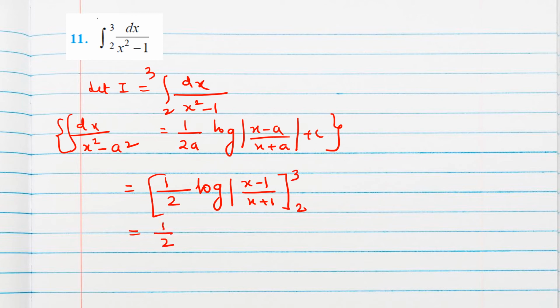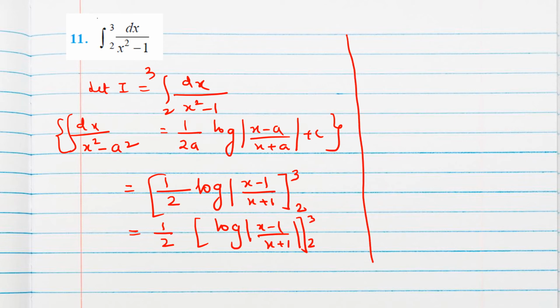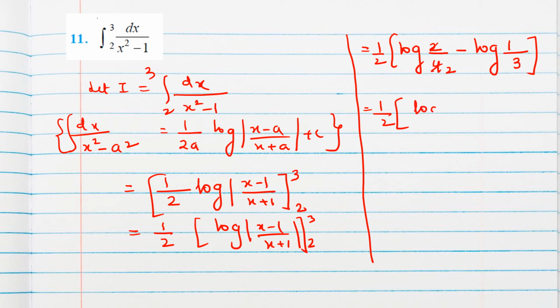Now, everywhere in place of x, the 1 by 2 we can take outside. First we'll take outside that value. Now the value of x we should substitute 3 first, then 2. So log of 3 minus 1 means 2, 3 plus 1 means 4, minus log of 2 minus 1 means 1, 2 plus 1 means 3. So this also will go, and the log property we can apply. Log a minus log b means log a by b, which gives the answer as log 3 by 2.